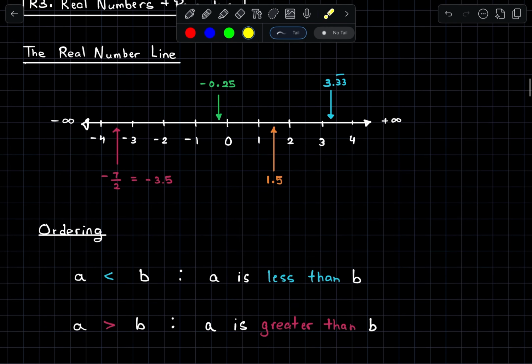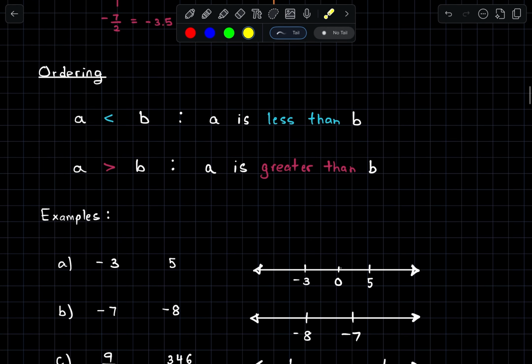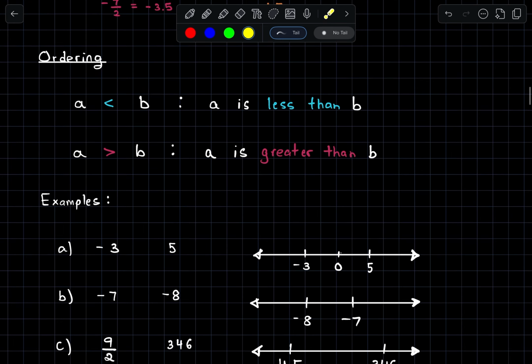Okay, so the next thing we're going to talk about is how do we consider the order of these values? And we have two different ways of doing that to start off with. We can say something like A is less than B with this symbol here. It looks like we're kind of pointing off to the left. Or we can say that A is greater than B as if our arrowhead is off to the right.